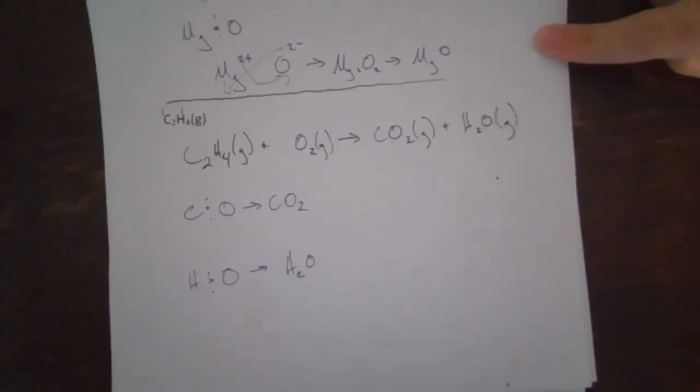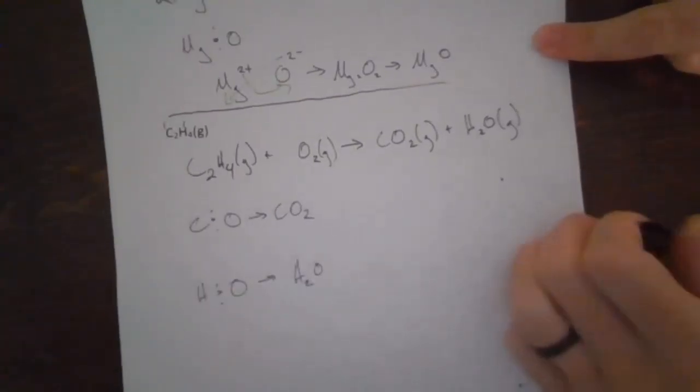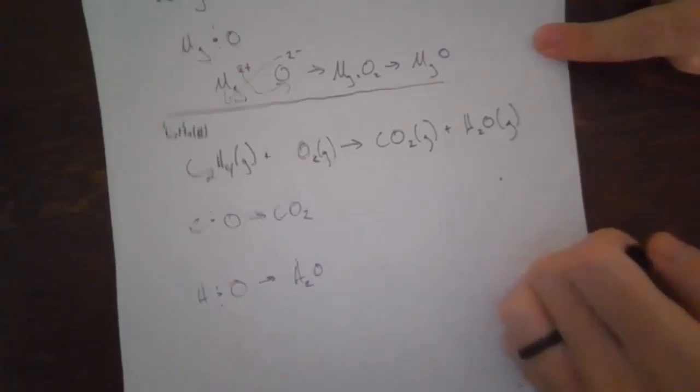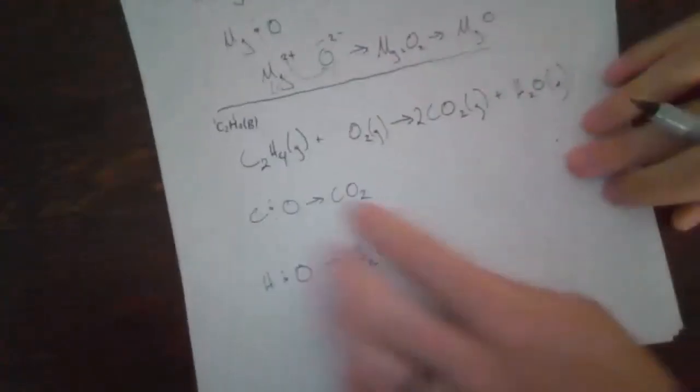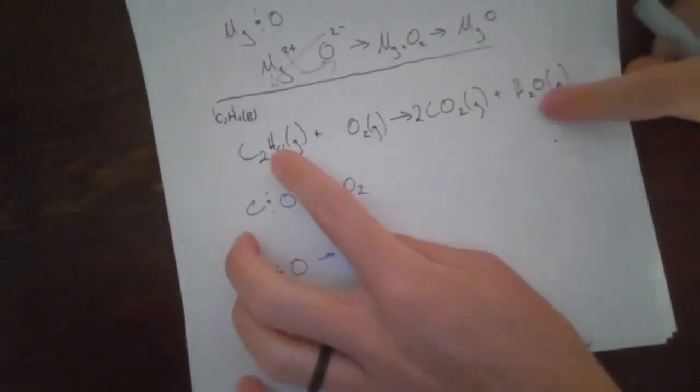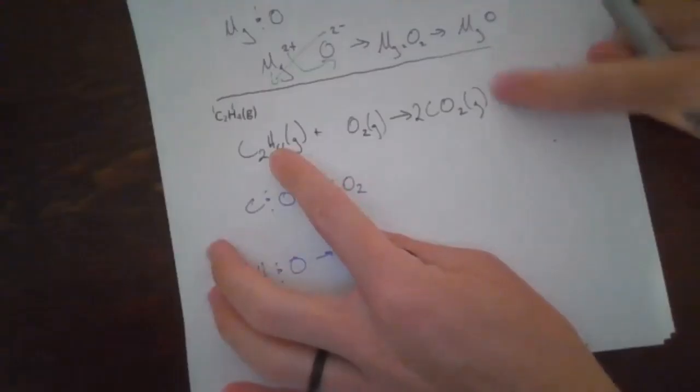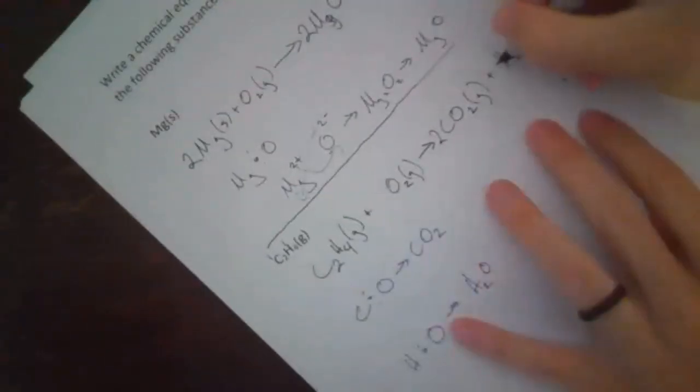We do not want to forget to balance. This is not a balanced equation. I have 2 carbons right here. That is a single carbon atom. That needs a 2. I have 4 hydrogens. This is only 2 hydrogens. So this also needs a coefficient.